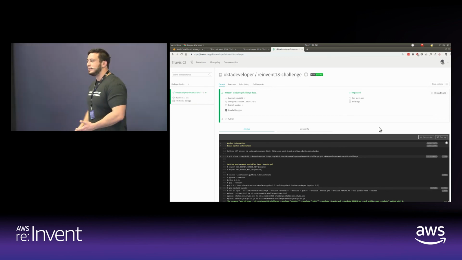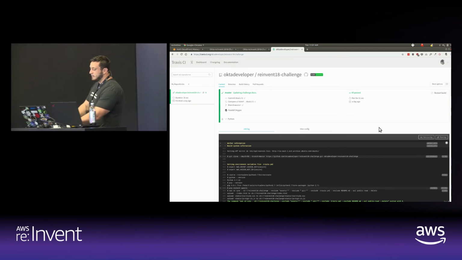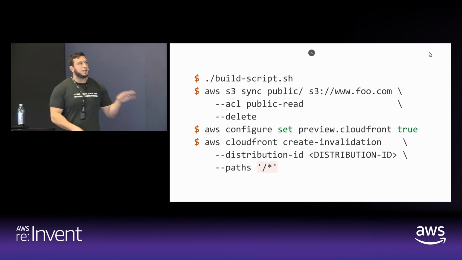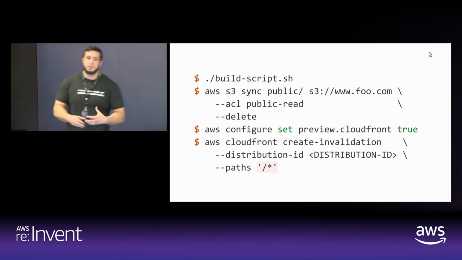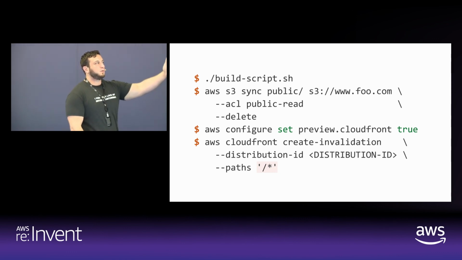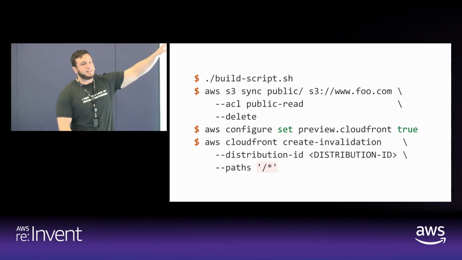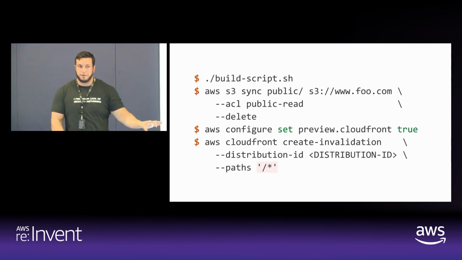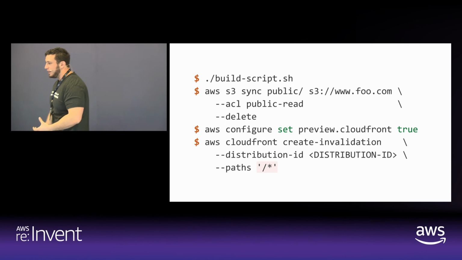Now, if you're building a static site, what you might end up having is something like this. You might end up having a build script that looks something like this. You might run some code to generate your static site, which is that build script at the top. And then you might literally just run those commands we covered earlier: sync your files to S3, then invalidate the cache on CloudFront. Those are really the only two steps that you need.